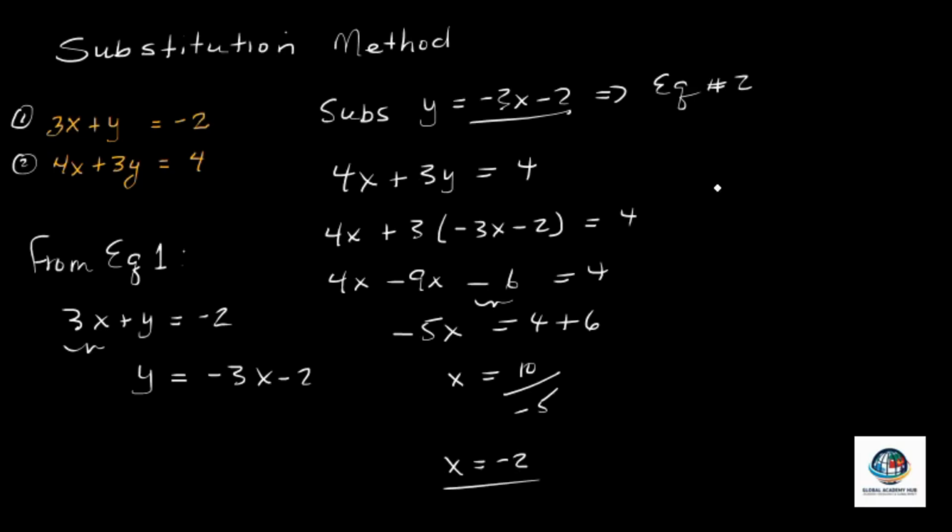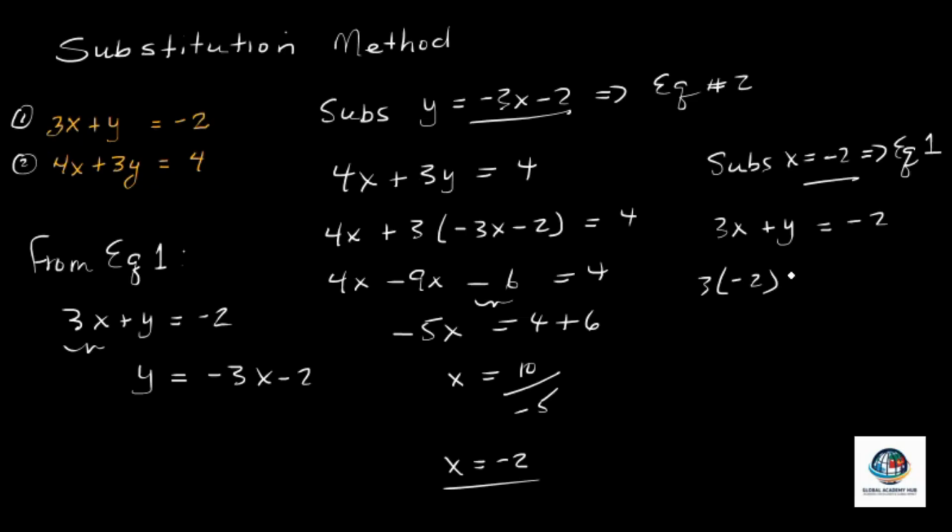So I have one of my solutions. Now I'm going to substitute x is equal to minus 2 into any of my equations. I'm going to choose equation 1. So equation 1 says 3x plus y is equal to minus 2. So wherever I see x now, I'll put minus 2. So 3 times a minus 2 plus y is equal to minus 2.